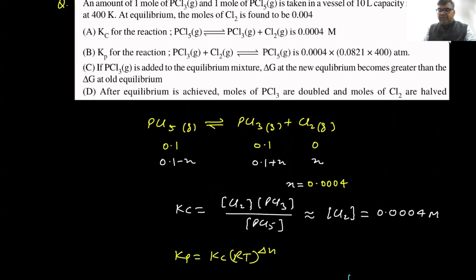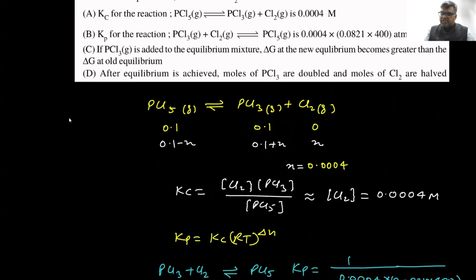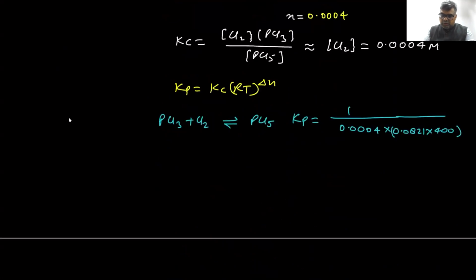The third part is given: if gaseous PCl3 is added to the equilibrium mixture, the delta G at the new equilibrium becomes greater than the old delta G value. Now see, in equilibrium questions, this is the basic challenge. One or two very routine options are given, then some tricky options are given, which you have to check every time. So my suggestion is, whenever such questions come, check them very carefully. Now it's given that PCl3 is added to the equilibrium mixture, so it means you have affected the Q value.